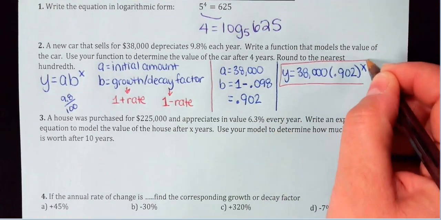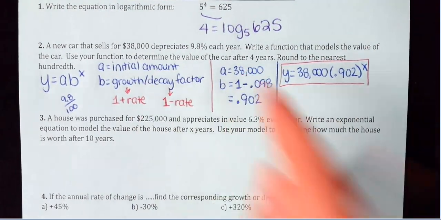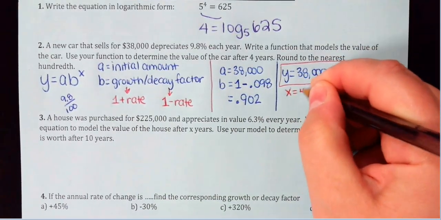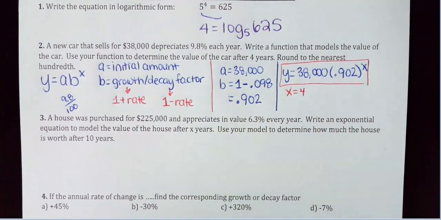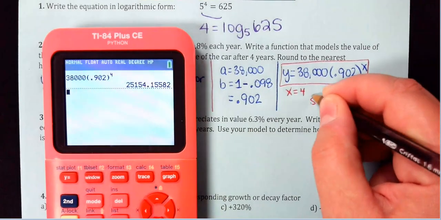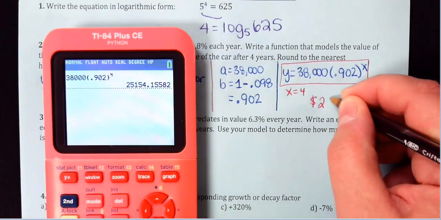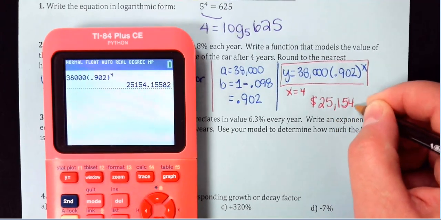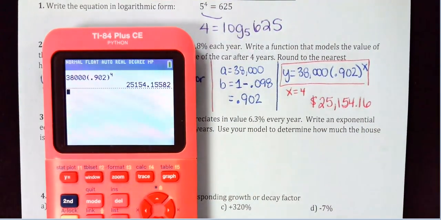All right, now it says find the value of the car after 4 years. So in that equation, X is time. So all we're going to do to answer the rest of the question is plug in 4 for X, and this is where I would just grab my calculator. All right, so 38,000. You guys will have your calculator for the entire exam here. So 0.902 to the 4th power, use my little caret button. And if I'm talking about money, I'm just going to go to the nearest hundredth. So $25,154.16 if I'm looking at that.